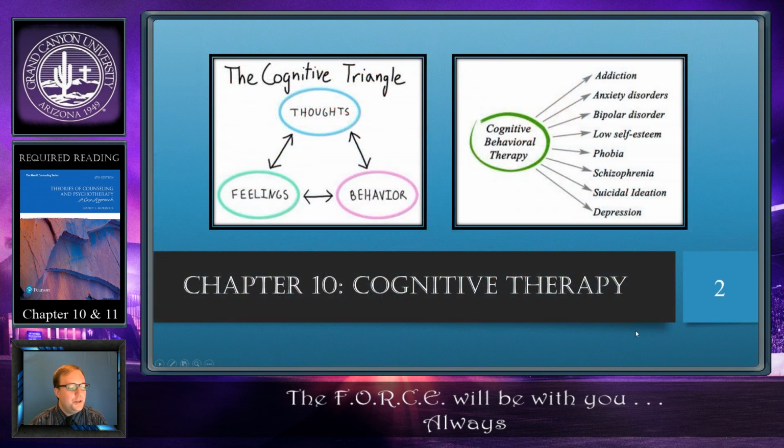Now, as we get ready to look through Chapter 10, I want you to pay attention to the two images on the slide right now. The one on the left is the cognitive triangle, and this is a really important concept to be able to use cognitive therapy appropriately. The idea is that we need to get the client to be able to see the relationship between thoughts, feelings, and behaviors. You'll notice the arrows on the three different parts of the triangle are two-sided.